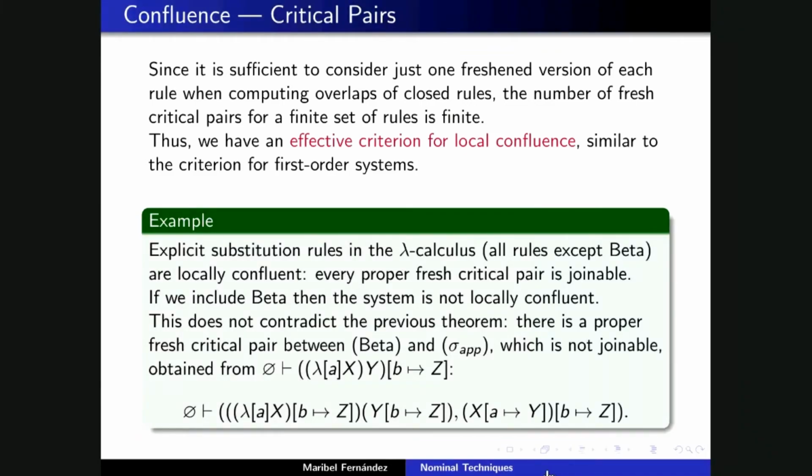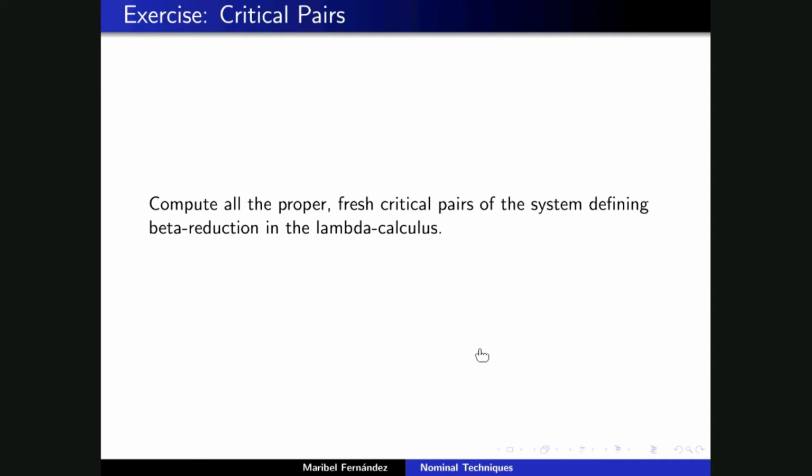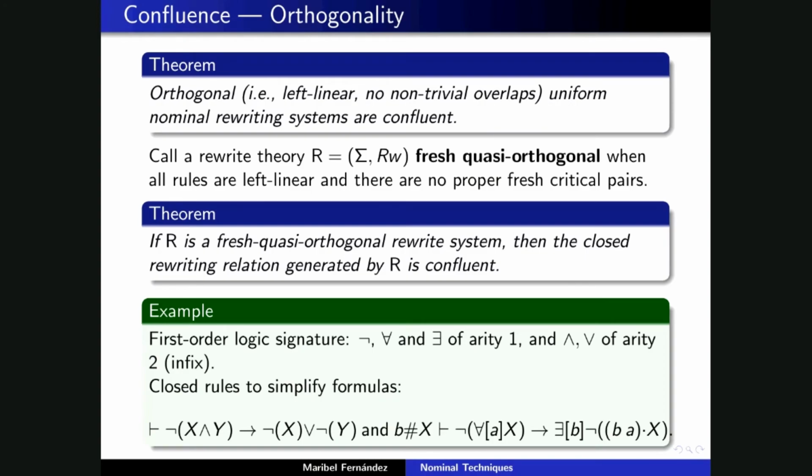Okay, so moving on. If you're interested in this part, you can try to check these things I just told you. Check that the critical pairs for the part that defines the explicit substitution are joinable, and check also what happens when you add the beta rule. And if you want, tomorrow we can talk more about that.